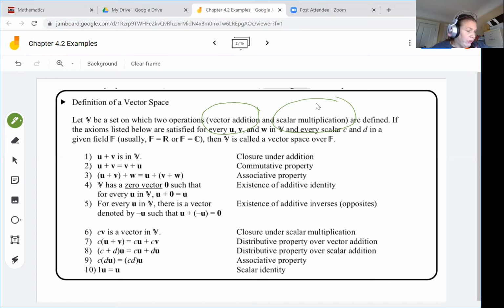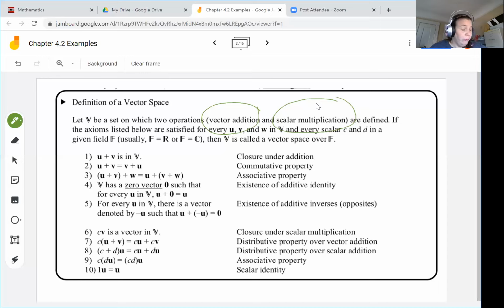Distributive property over vector addition. So c, the scalar, times the sum u plus v has to also be equal to c times u plus c times v. The distributive property has to hold over scalar addition. So if you've got scalar c plus d in parentheses multiplied by u, then that has to equal c times u plus d times u. And then the associative property has to also hold for scalar multiplication. So c times the product du in parentheses has to be equal to the same result as if we multiplied c and d first and then multiplied that by vector u. And then the scalar identity holds. So for scalar identities, that's saying the scalar 1 multiplied by the vector u gives us the same vector u.